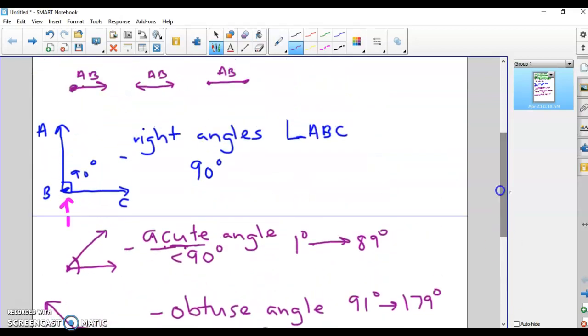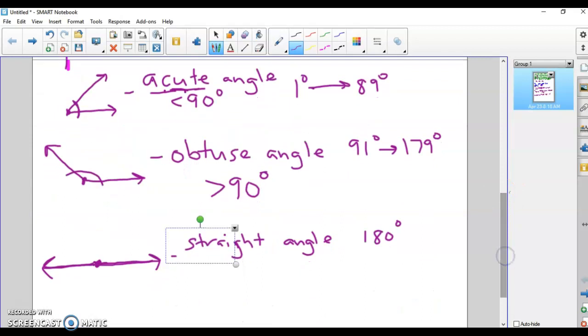Remember, a right angle, 90 degrees, always with a square in the angle. The acute angle, very cute, very small, less than 90 degrees. It can be between 1 and 89 degrees on a protractor. Obtuse angles, larger than 90 degrees, anywhere from 91 to 179. And then a straight angle always being 180 degrees.